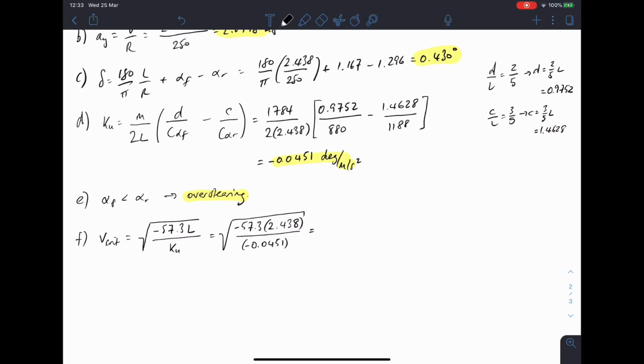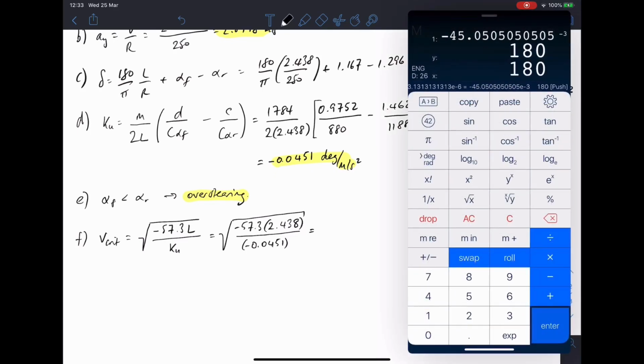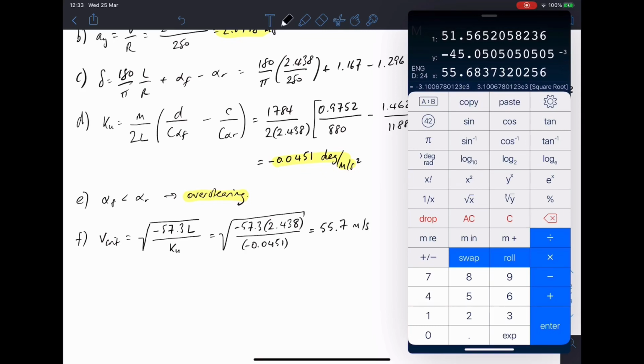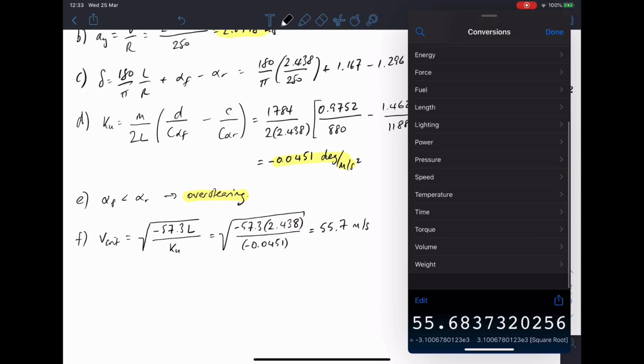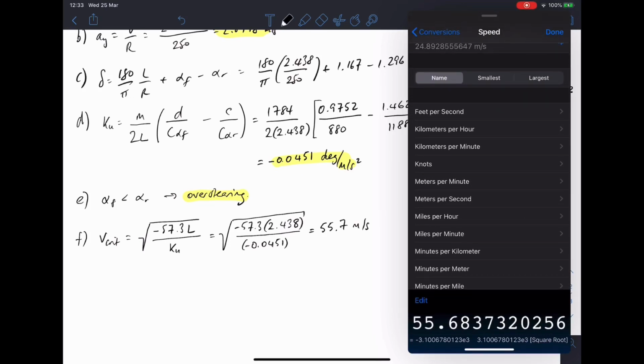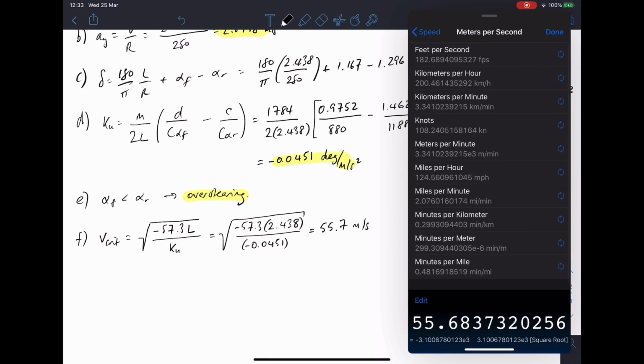So if we do those sums, so I'll do 180 over pi divided by, and then we've got 2.438, and then we've got that number that's already there, so if we swap them round, divide, make it negative, square root, we get 55.687 meters per second. And if we were to put that in miles per hour, we've got 125 miles per hour.